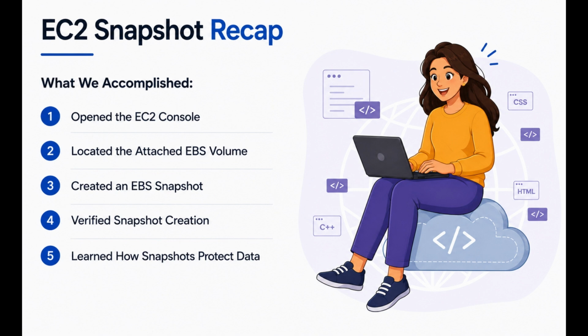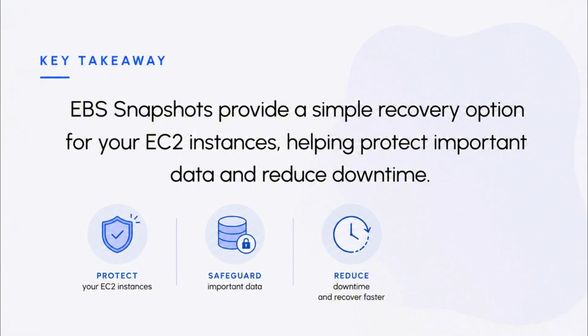So let's quickly recap what we did in this video. We opened the EC2 console, located the EBS volume attached to our instance, created a snapshot from that volume, and verified that AWS successfully created the snapshot. That's all it takes to create a basic EC2 backup using an EBS snapshot. It only takes a few minutes and could save you hours of work.